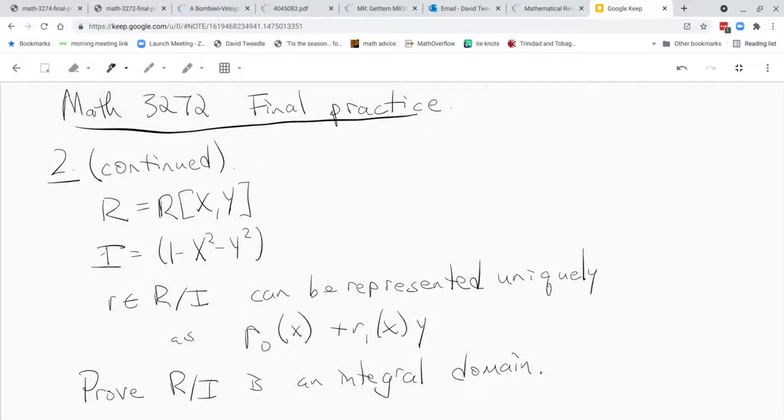Hey guys, in this video we're going to continue on with the second question in the practice questions for the final. In the previous video we showed how every element of R mod I can be uniquely represented as a polynomial in X plus Y times a maybe different polynomial in X, where little x is the coset of big X, and little y is the coset of big Y.